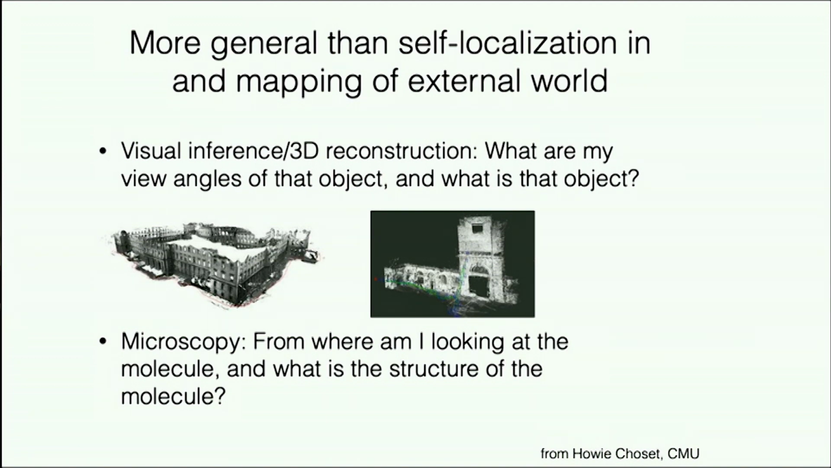Similarly, in microscopy, for example, if you're doing microscopy of a wet lab sample, a protein that's moving around relative to the camera, then there's again the question of from where am I looking at the molecule and what is the structure of the molecule from that angle. If you had both those pieces of information, you could immediately reconstruct it, but without accurate information on the position of the molecule or the structure of the molecule, you have to bootstrap simultaneously. Okay, so that's the SLAM problem.